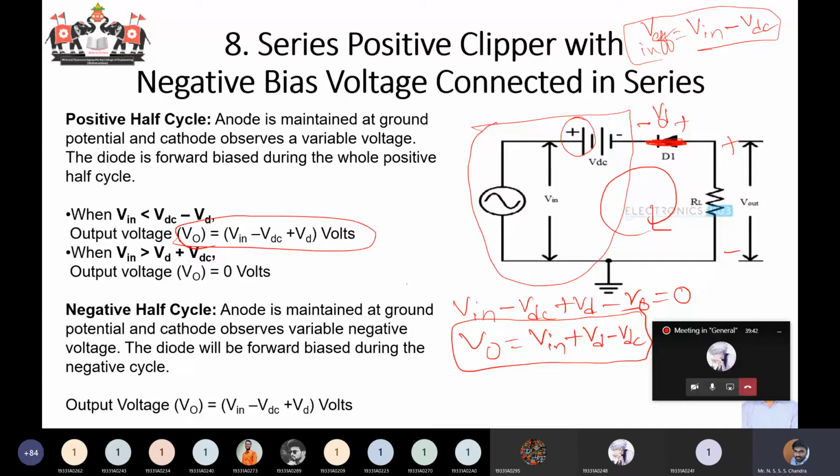When the diode is not conducting, your V0 will be equal to 0, because there is nothing connected across your V0 terminals. So your V0 will be equal to 0 when the diode is not conducting. Everything else is the same.